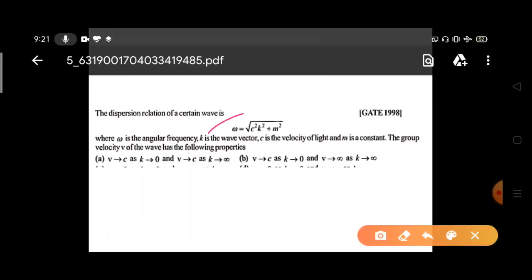In this question, the dispersion relation for a certain wave is omega equals root over c square k square plus m square, where omega is the angular frequency, k is the wave vector, c is the velocity of light, and m is a constant. The group velocity v of the wave has the following properties. So you are given this. Sorry, I think the question is not complete. The two options are only uploaded, the rest are cropped. Okay, don't worry, I shall upload this question.